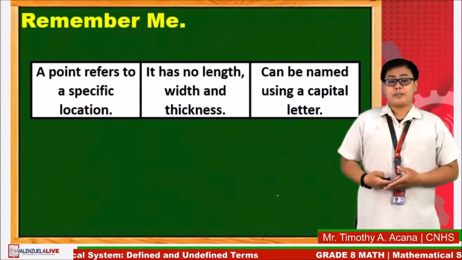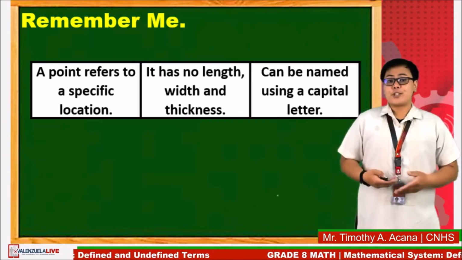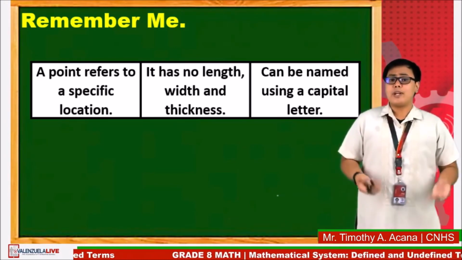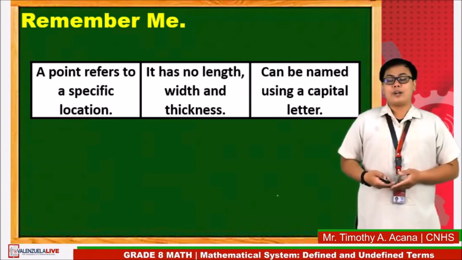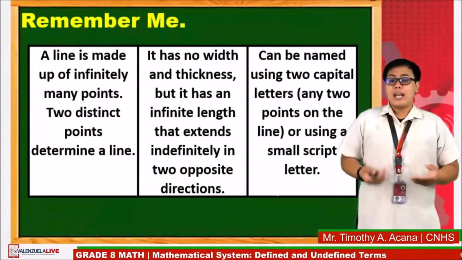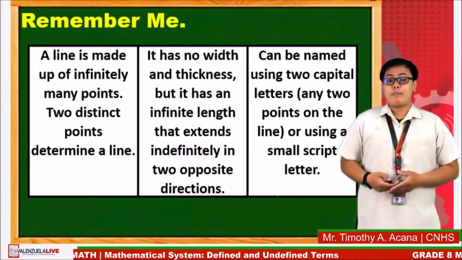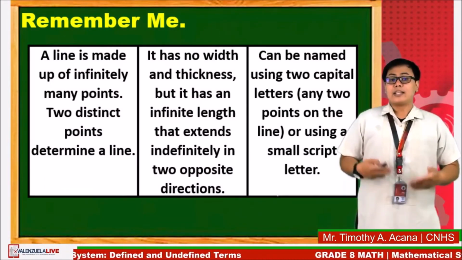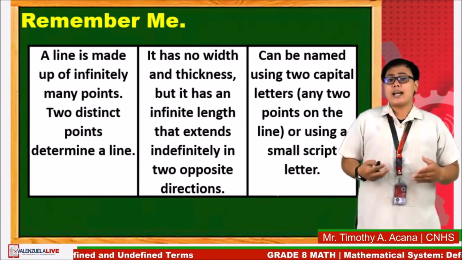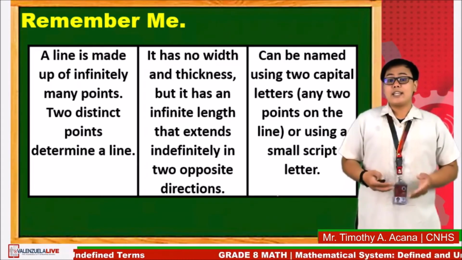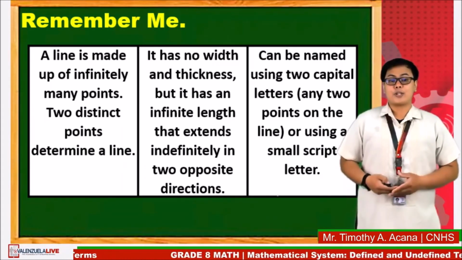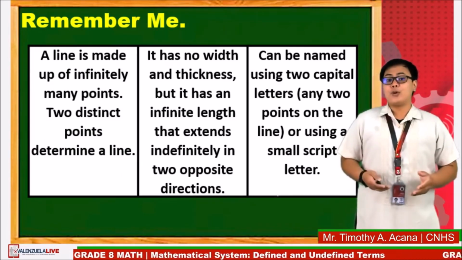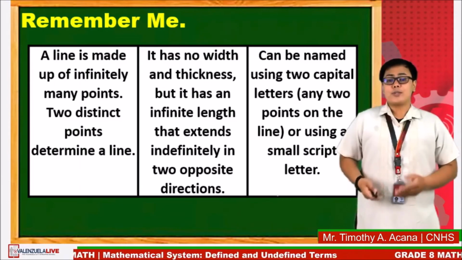First is a point. A point refers to a specific location. It has no length, width, and thickness and can be named using a capital letter. A line is made up of infinitely many points. Remember, two distinct points determine a line. It has no width and thickness, but it has an infinite length that extends indefinitely in two opposite directions. It can be named using two capital letters or any 2 points on the line, or using a small script letter.